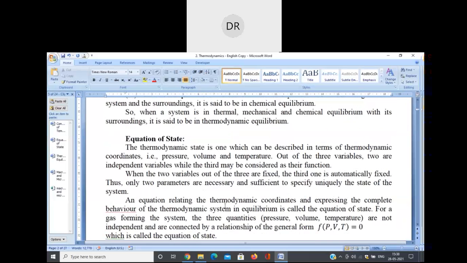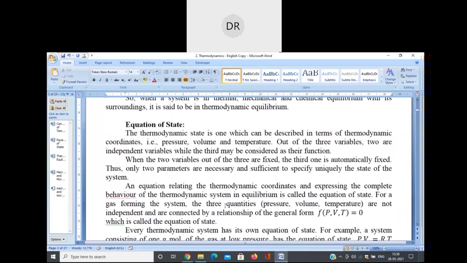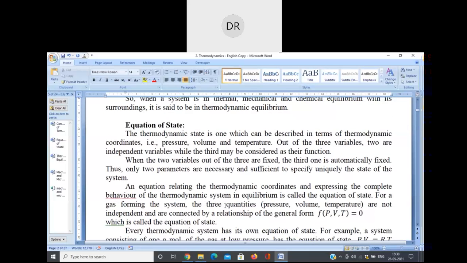Now, coming to the fifth one, equation of state. The state means how the system behaves at a certain point of time. For example, in daytime we are moving or doing something. In night time we are kept quiet and go to sleep. That is our state, in general.